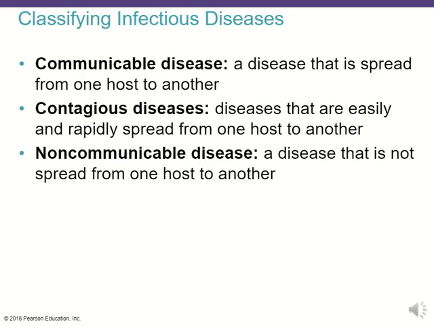A communicable disease is a disease that is spread from one host to another. Now, a contagious disease would be a disease that is easily and rapidly spread from one host to another. And a non-communicable disease is simply a disease that is not spread from one host to another.